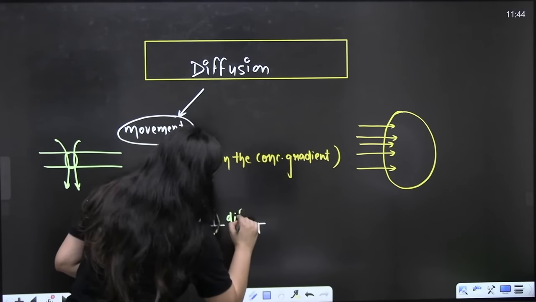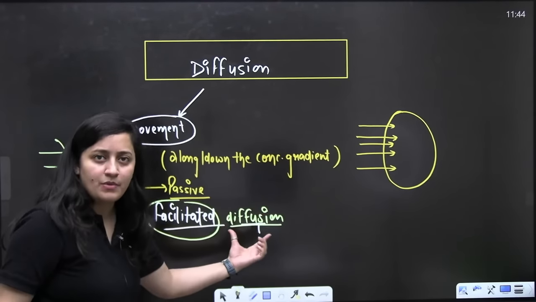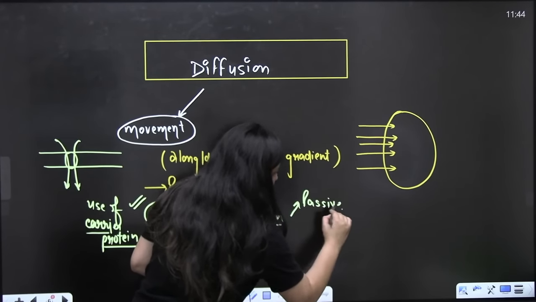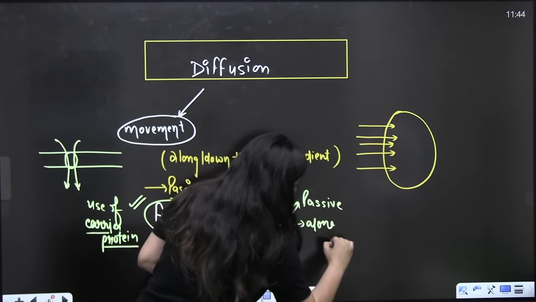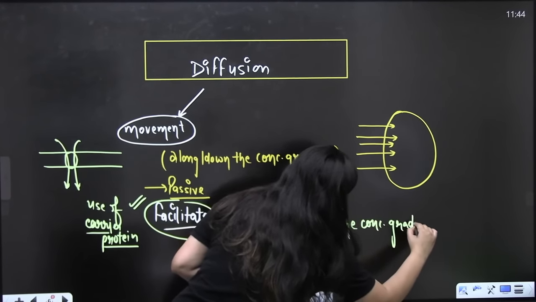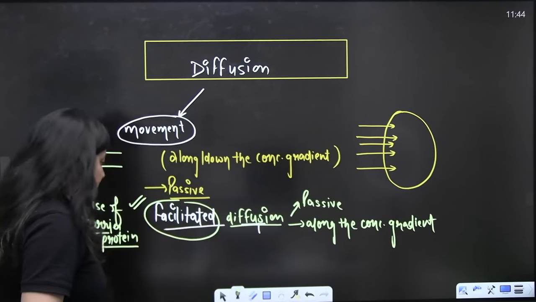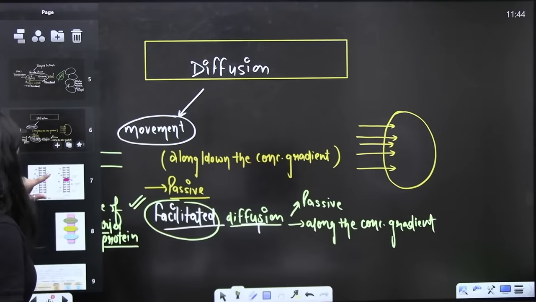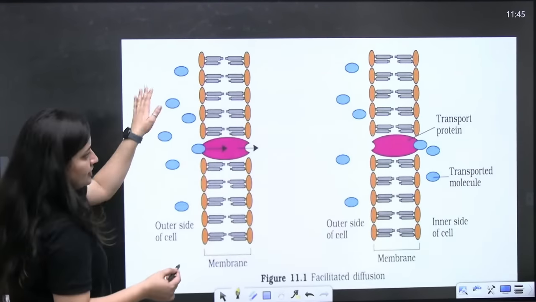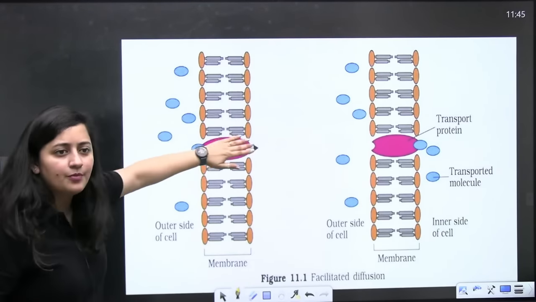And when the word is facilitated diffusion, what do you have to mention? See, ultimately it is diffusion, so the things are going to be the same, right? It will be passive. Things will move along the concentration gradient. But here, the extra thing is the use of carrier protein. So you can see it directly from NCERT. We are going to discuss that. Right, bachche? So you can check it out. So facilitated means the carrier protein will be used.